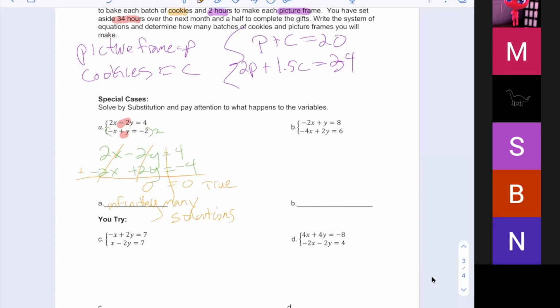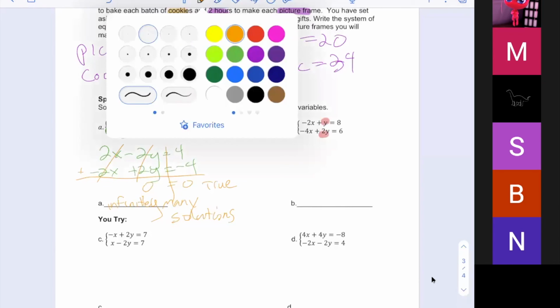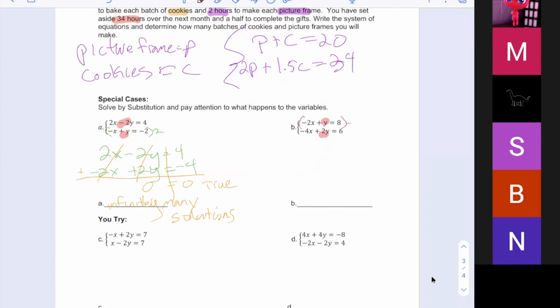So Kranza, last one here. Which variable do you want to get rid of, X or Y? Y, and I need to create an opposite. So what's the opposite of 2y? Good. Now what do I need to multiply the top by? Negative 2. Good. So distribute. Positive 4x minus 2y is equal to negative 16, and negative 4x plus 2y is equal to 6.